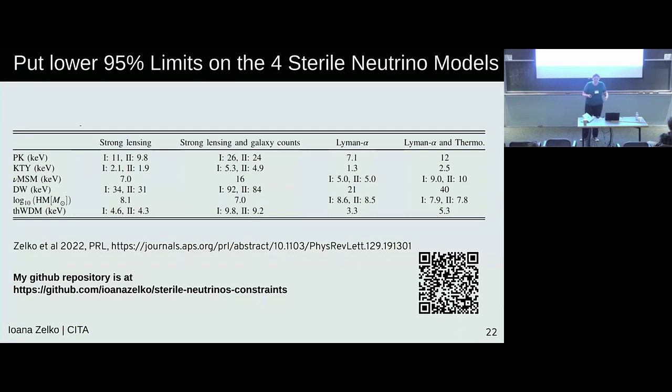So obviously the limits are stronger when all of these techniques are combined together. There is actually no possibility right now to combine exactly all 3 together. So the papers are either combining strong lensing with galaxy counts or Lyman-alpha separately. So it would be really cool to do an analysis across all 3 at the same time.